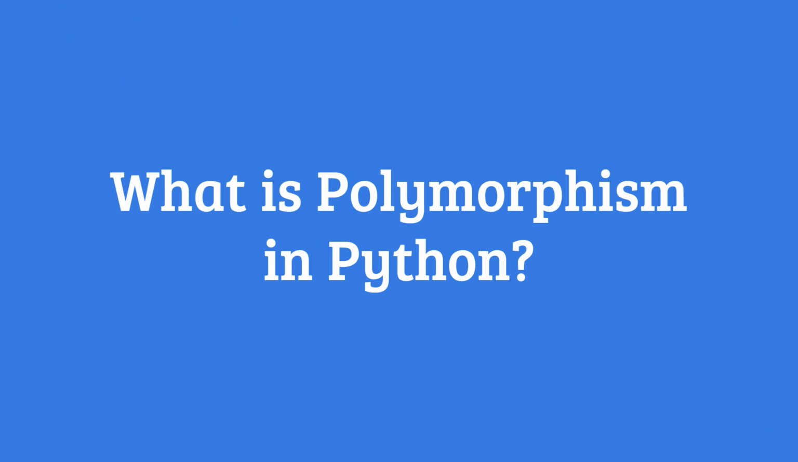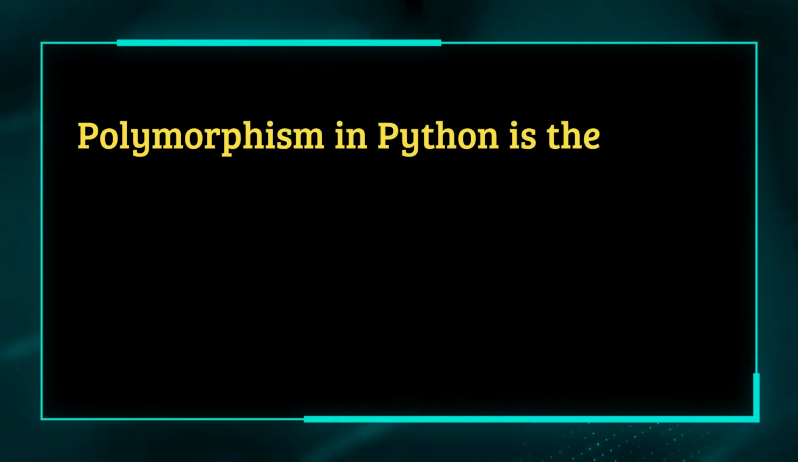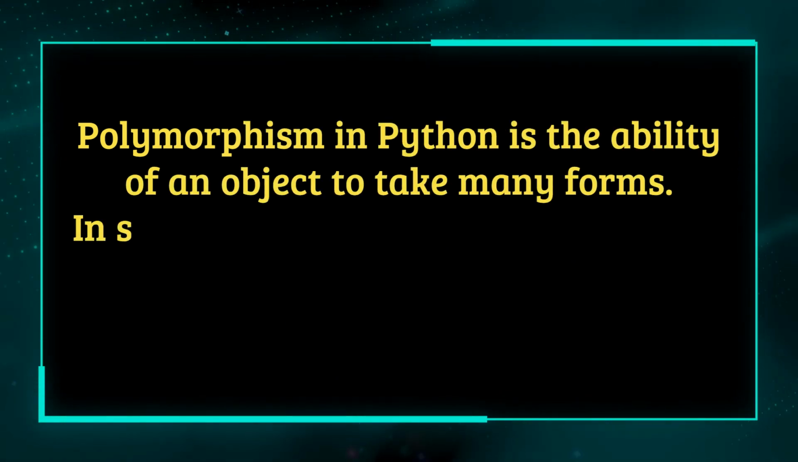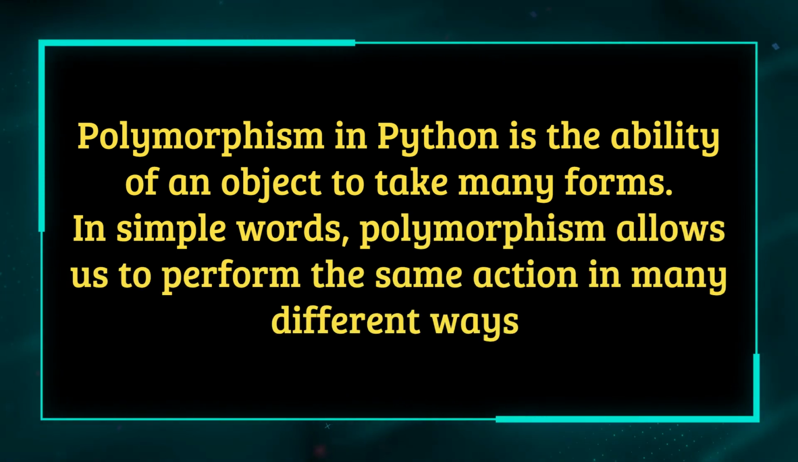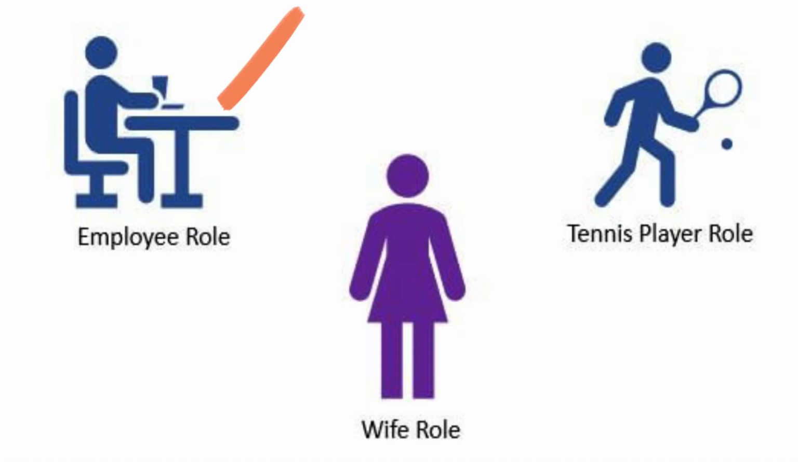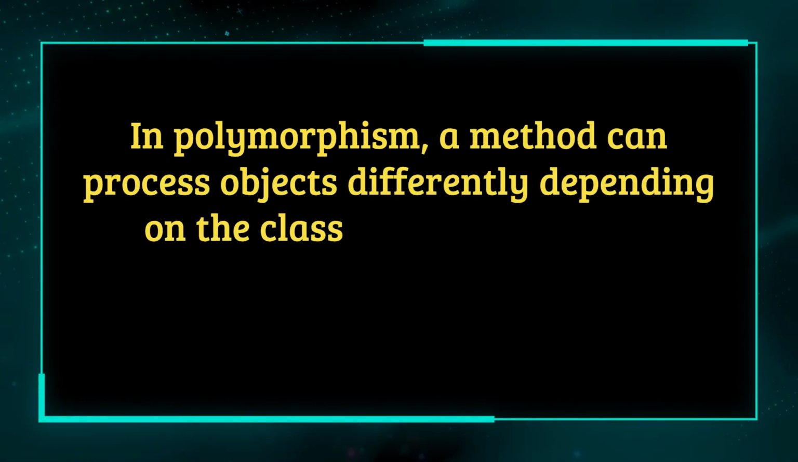So let's start by understanding what is polymorphism in Python. Polymorphism in Python is the ability of an object to take many forms. In simple words, polymorphism allows us to perform the same action in many different ways. For example, Jessa acts as an employee when she is at the office. However, when she is at home, she acts like a wife. Also, she represents herself differently in different places. Therefore, the same person takes different forms as per the situation. In polymorphism, a method can process objects differently depending on the class type or data type.